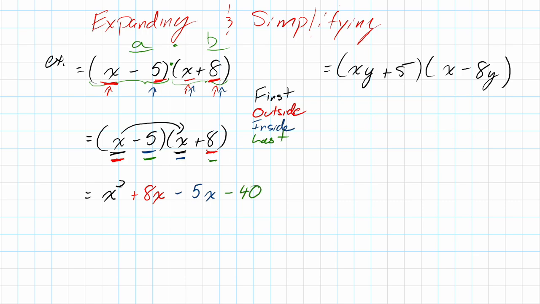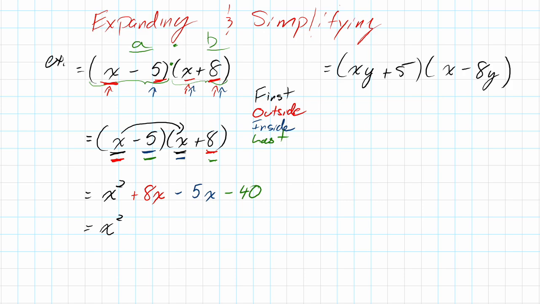Now we look for like terms. For like terms, we need bases and powers that are the same. So x squared, I have no other variable to the power of 2. So x squared is its own term. There's nothing we can do with it.